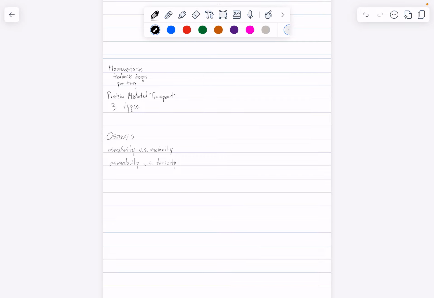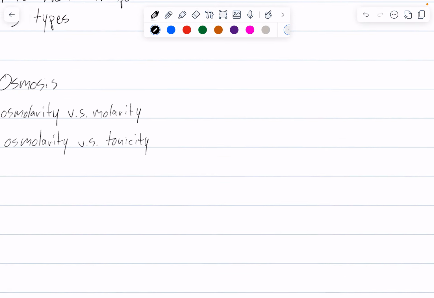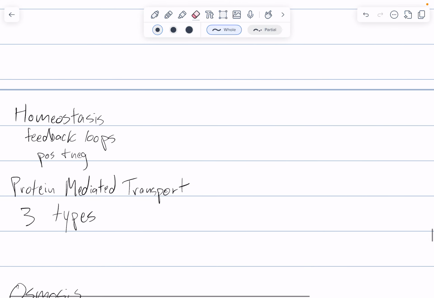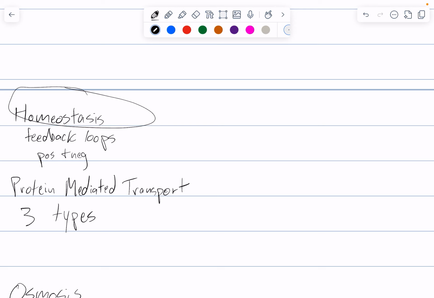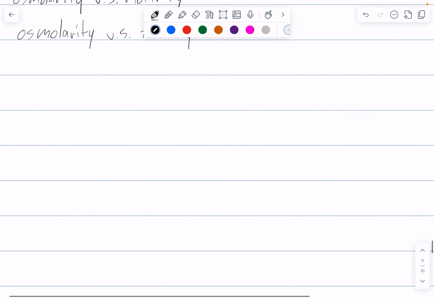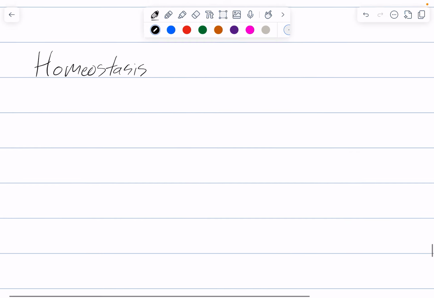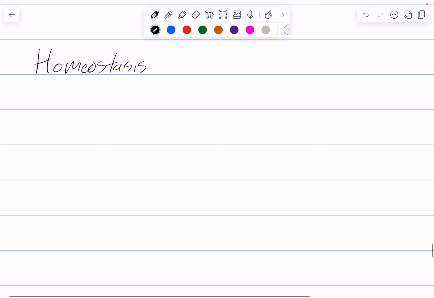All right. Well, first we will start with homeostasis. Okay. So, homeostasis is when you are trying to keep something within a normal or safe range. An example of homeostasis would be temperature.